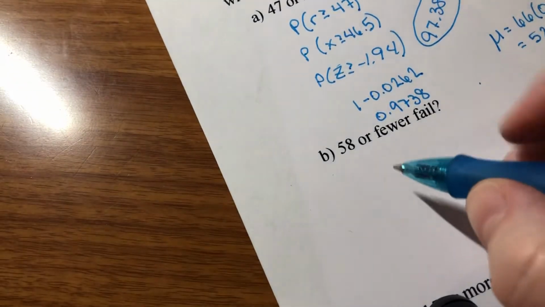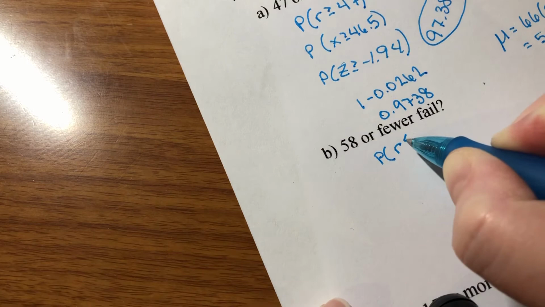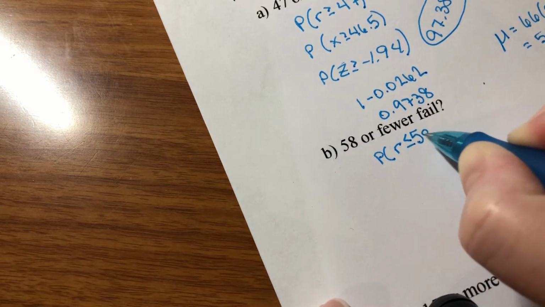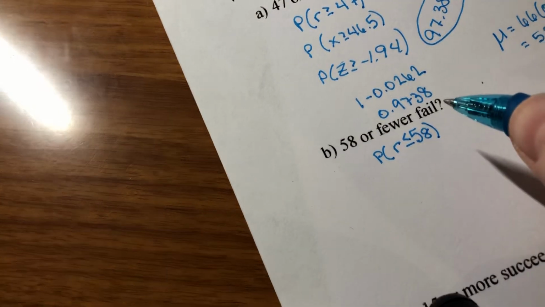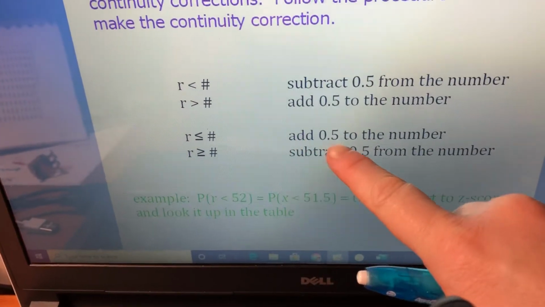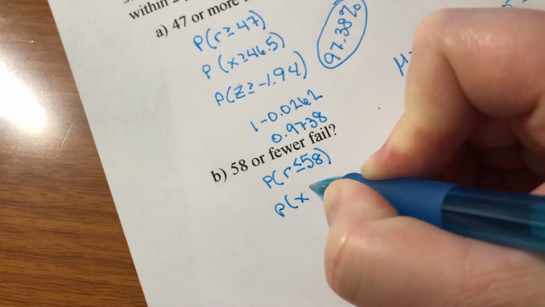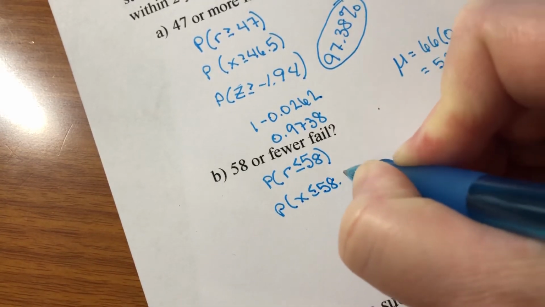Okay, so let's just get these set up, because I think once we find the z-scores, you should be able to find those probabilities. So here we've got 58 or fewer. So once again, that's at our R. So that includes 58. And once again, using this chart right here, R is less than, so we're going to add 0.5 to the number. So 58 plus 0.5, I'm going to have X is less than or equal to 58.5.